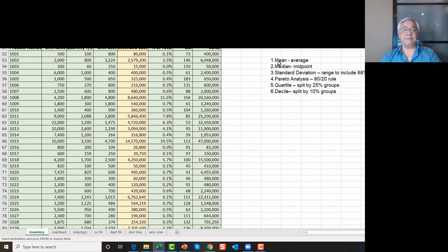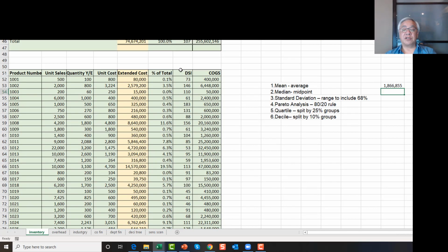So first up is the average. Average, as I mentioned, is the easiest one of all, and it's simply the straight average. We could just put in equals average. So the average is 1,866. So that's the average value in the inventory.